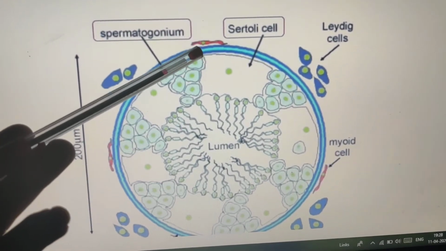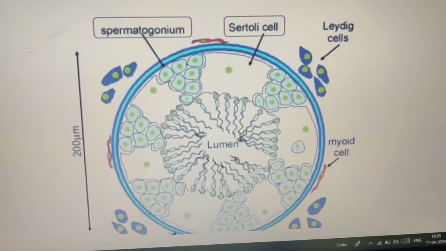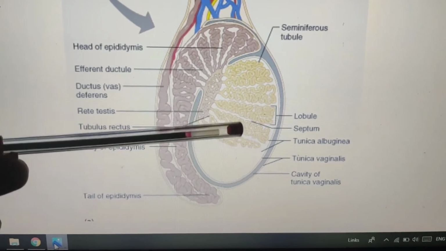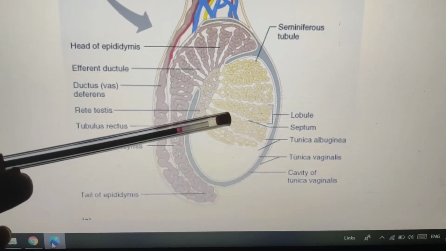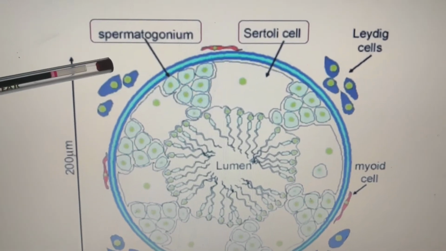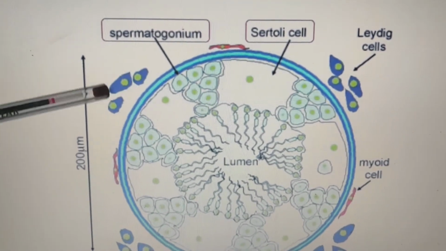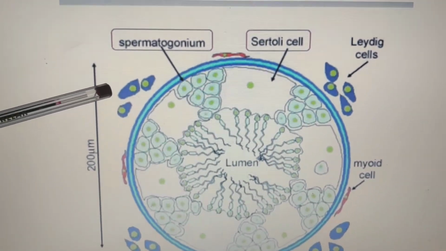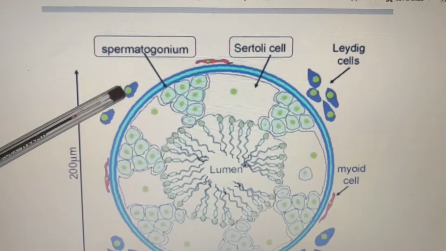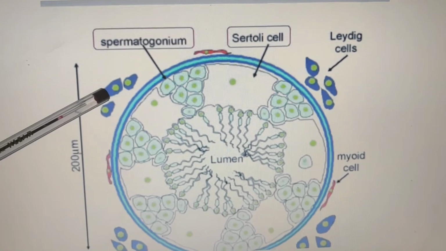In between the seminiferous tubules, in between these gaps, this white gap, these Leydig cells are present. Now the function of germ cell, Sertoli cell and Leydig cell is very important.